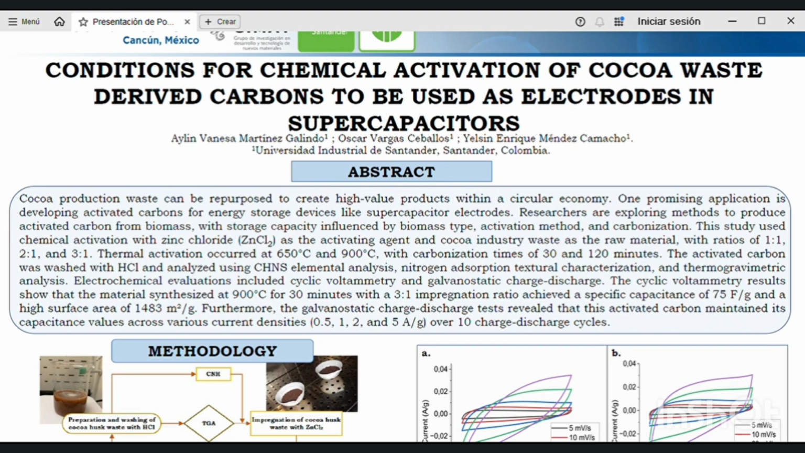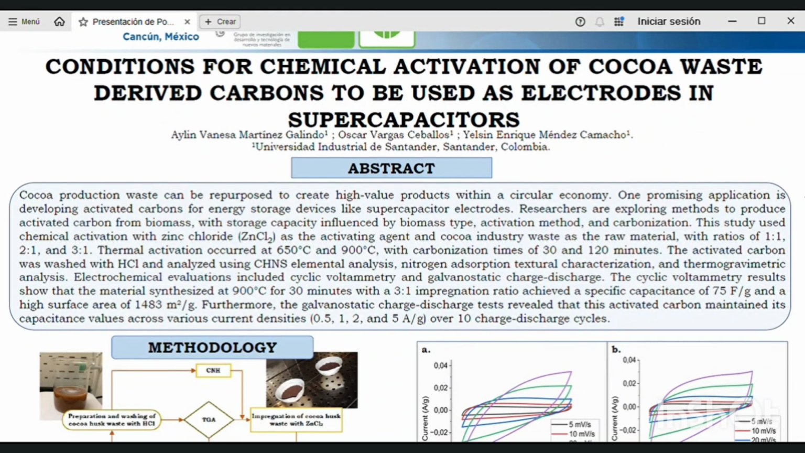Researchers are exploring methods to produce activated carbon from biomass, with storage capacity influenced by biomass type, activation method, and carbonization. This study used chemical activation with zinc chloride as the activating agent and cocoa industry waste as the raw material.